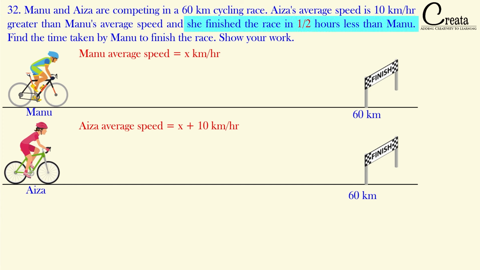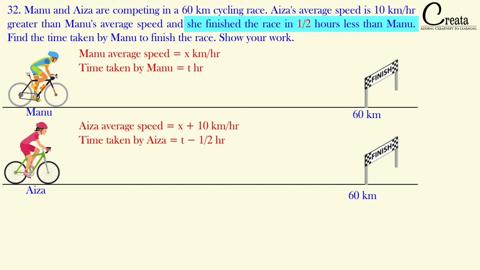Further, it is given that Aiza finished the race half an hour less than Manu. Obviously, the speed of Aiza is 10 km per hour greater than Manu, so she will finish the race faster as compared to Manu. She has finished the race half an hour before Manu. Let's assume the time taken by Manu as t. So what will be the time taken by Aiza? It will be t minus half. Half hour, so the time taken by Aiza is t minus half.